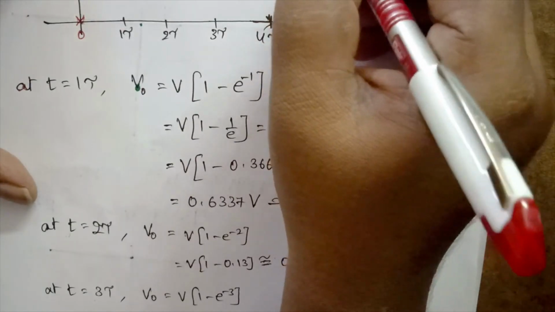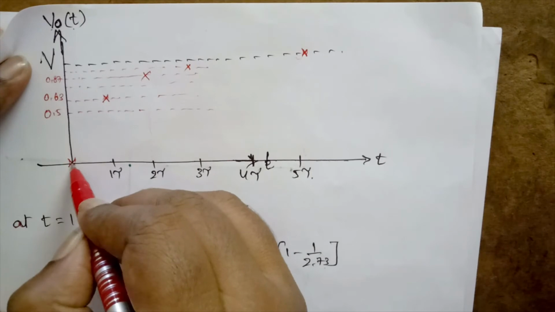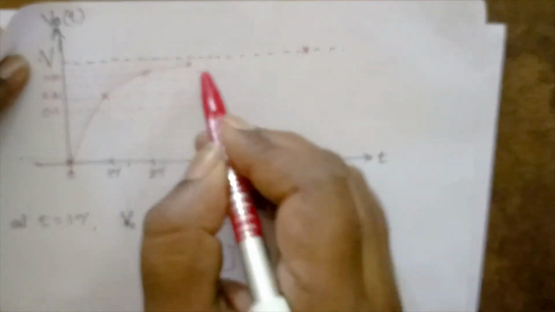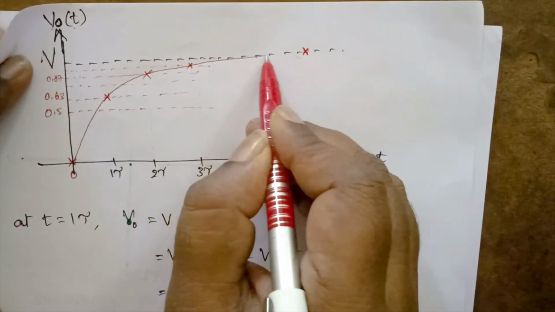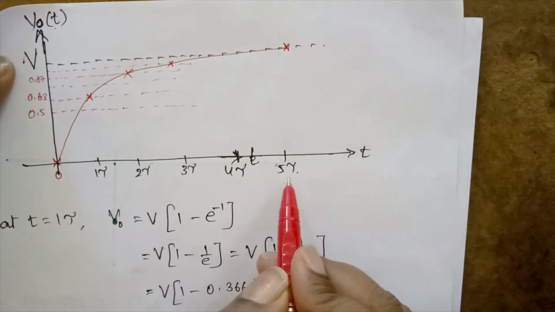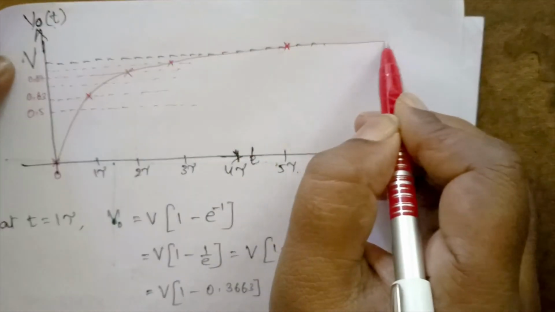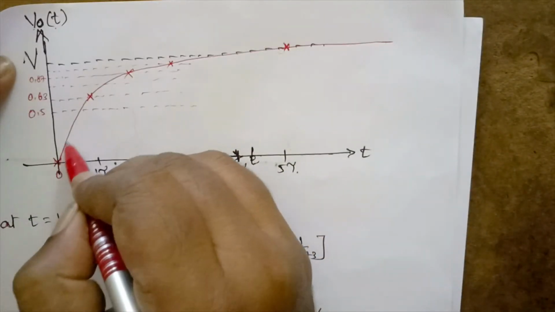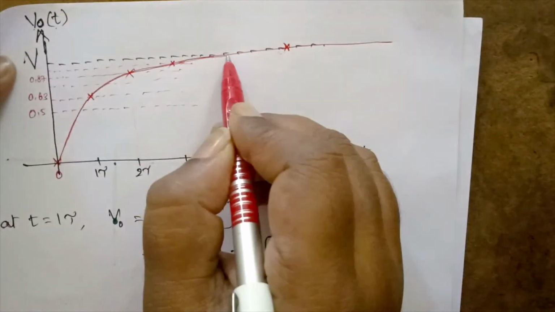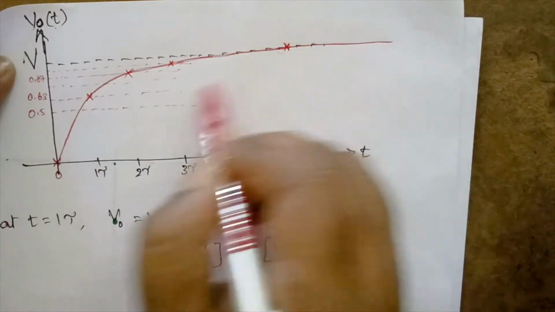If you observe this waveform, draw this waveform now. Here it increases exponentially and it takes almost 5 time constants to reach its maximum value. After that it is maintained constant. So this is the response of the low pass RC circuit for a step input.